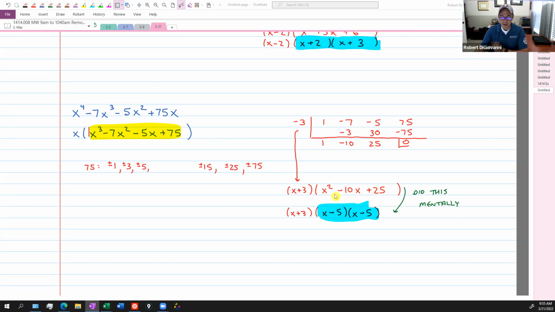And then when I got to this, I just did that mentally. I said, okay, I need two numbers that add up to be -10, but multiply to be 25. That's -5 and -5. So that's how that factors. Questions? So what is the complete factored version of this? It is, don't forget that x, it's an x and then x plus 3 and then x minus 5 times x minus 5 again, I'll say squared. Okay.